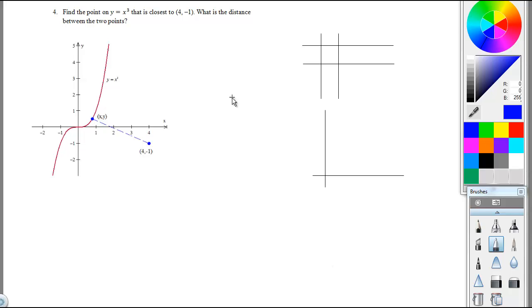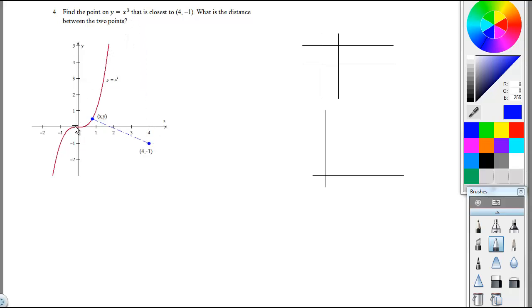This is distances number 4, and we are trying to find a point on the graph y equals x cubed that is closest to the point (4, -1). What's the distance between the 2 points?